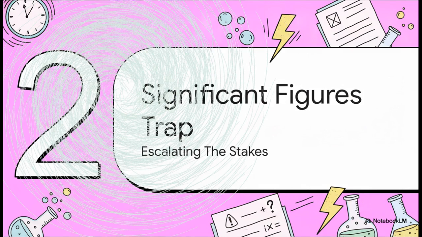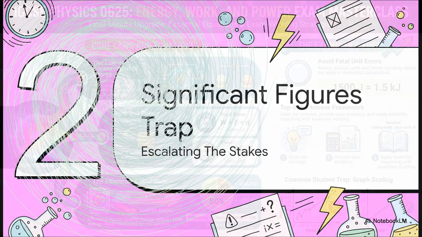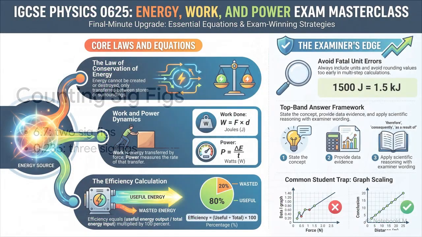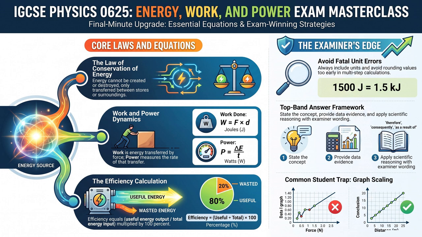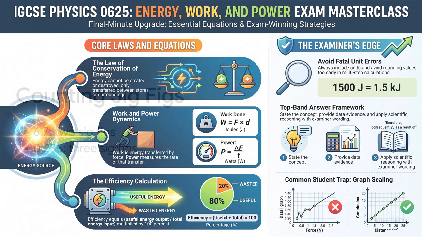Section 2, the significant figures trap. Let's quickly break down how to identify these figures because, well, they indicate exactly how accurate we think a measurement actually is. Take a number like 6.7. That has 2 significant figures. Simple enough. Now look at 0.235.